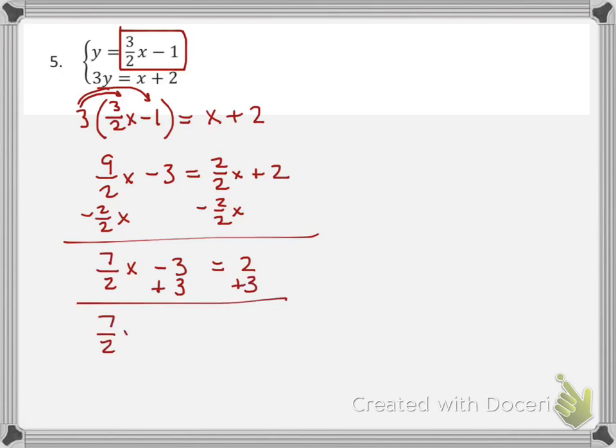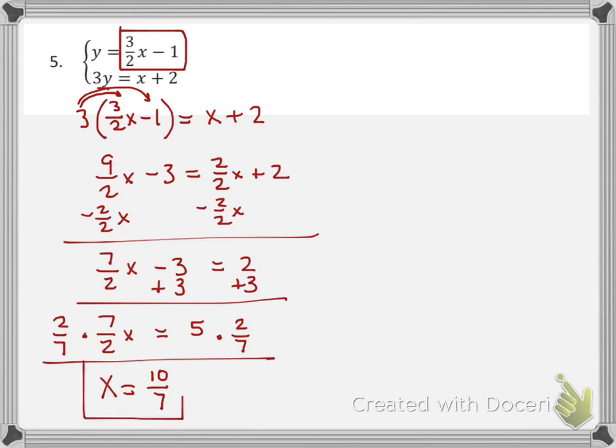7 halves x equals 5. And then in order to fully isolate the x, I need to multiply by the reciprocal. And if I do that, I get x equals 10/7. So this one is going to have one unique solution. My x value in my ordered pair is 10/7.